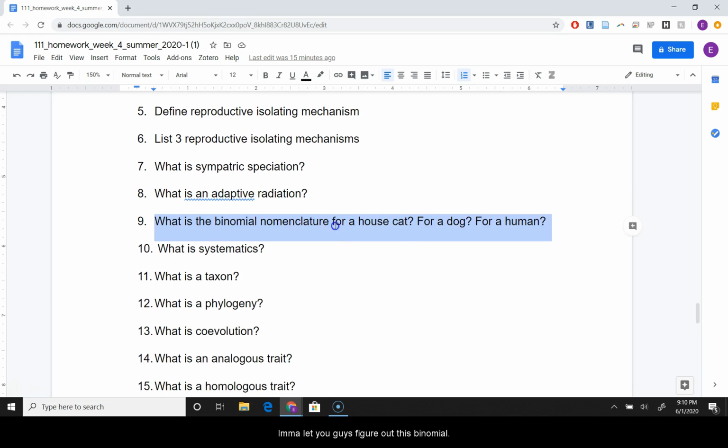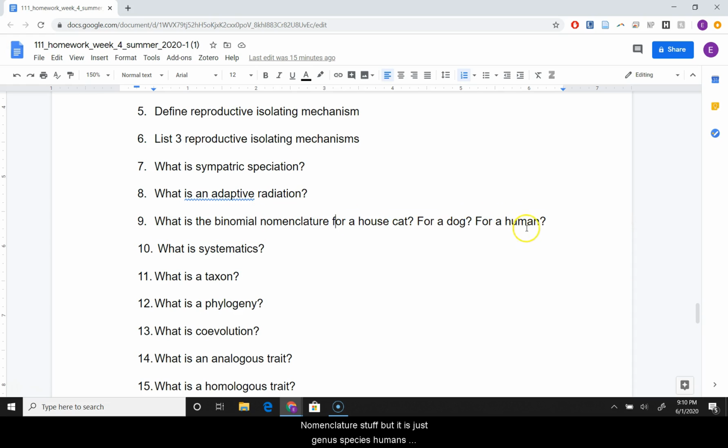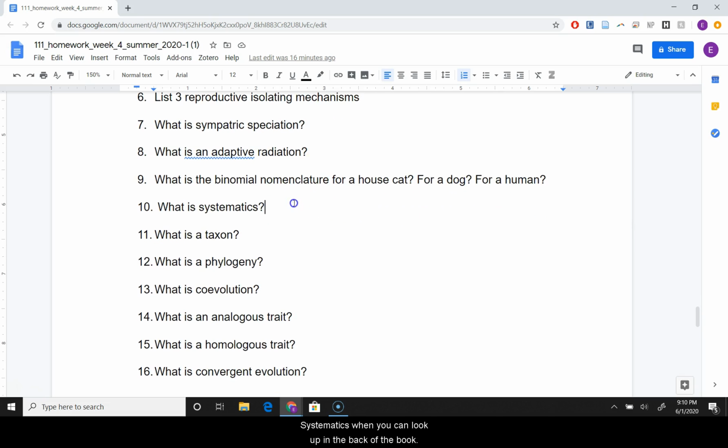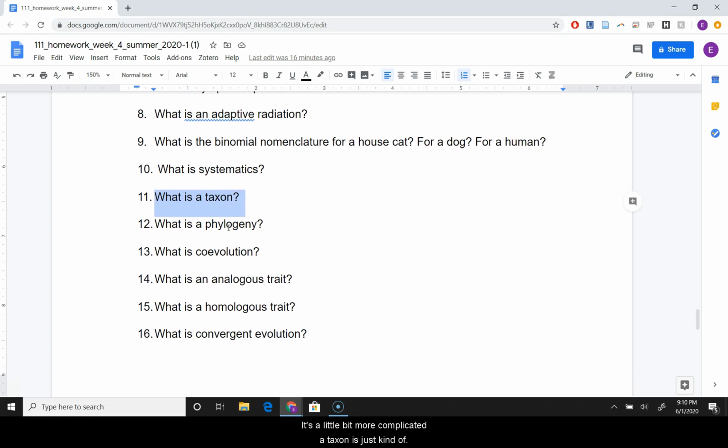I'm going to let you guys figure out this binomial nomenclature stuff, but it is just genus, species. Humans are Homo sapiens. Systematics, that's one you can look up in the back of the book. Taxon is a little bit more complicated. A taxon is just kind of any grouping that you can think of. So, primates are a taxon. Homo, our genus, is a taxon. Our species, sapiens, is a taxon. It's any of those particular groups.